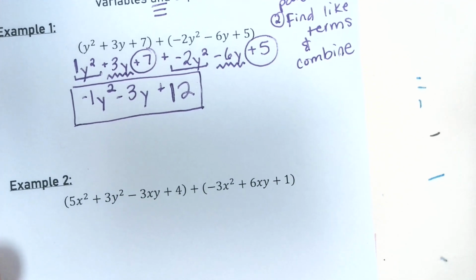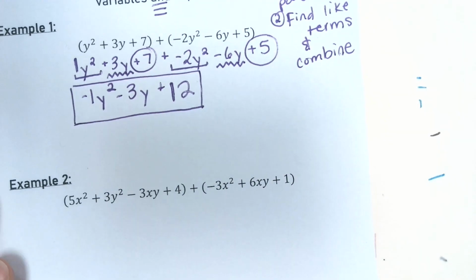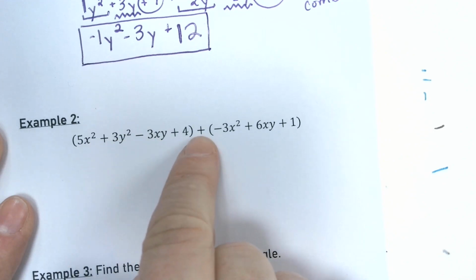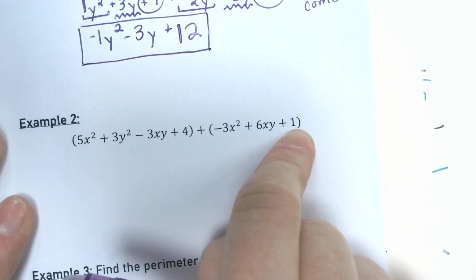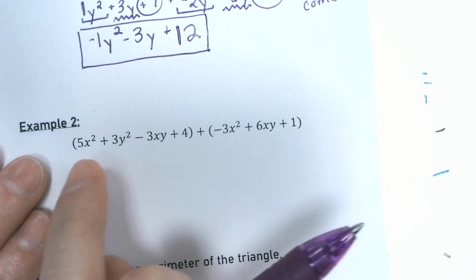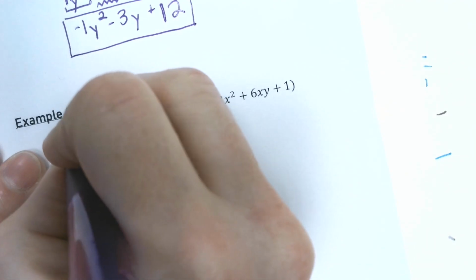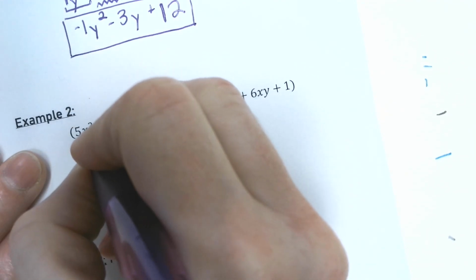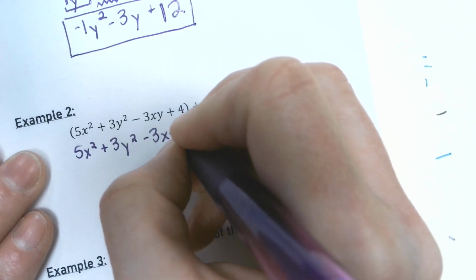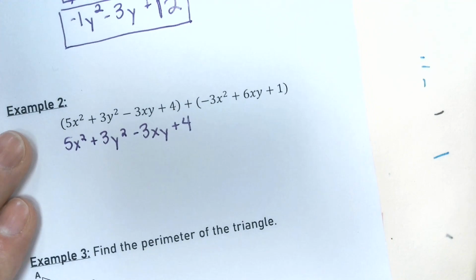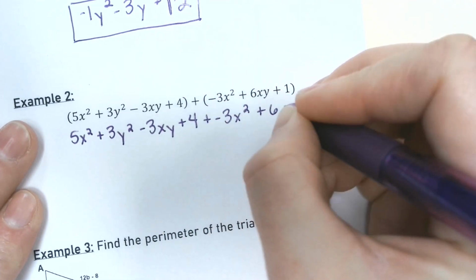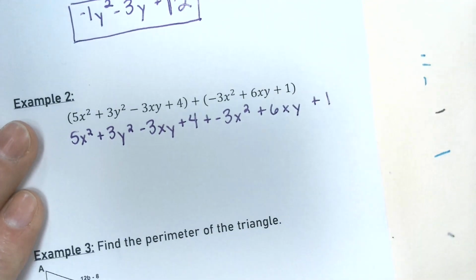All right, that's it. Let's go to example 2. It's this plus that. So there's no change if I rewrite it with parentheses or without parentheses. So if you want, let's go ahead and rewrite it. 5x squared plus 3y squared minus 3xy plus 4 plus negative 3x squared plus 6xy plus 1.